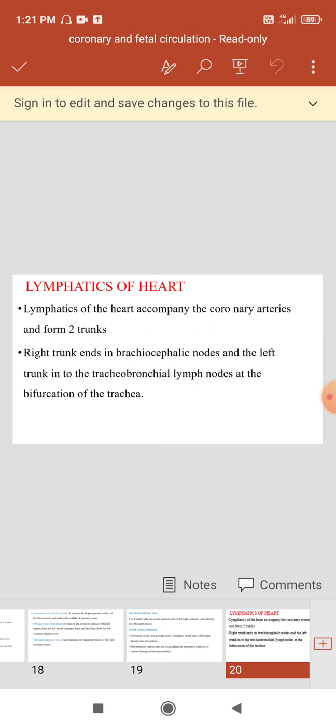Next we'll discuss the lymphatic drainage of the heart. Lymphatics of the heart accompany the coronary arteries and form 2 trunks. The right trunk ends in the brachiocephalic nodes and the left trunk in the tracheobronchial lymph nodes at the bifurcation of the trachea.